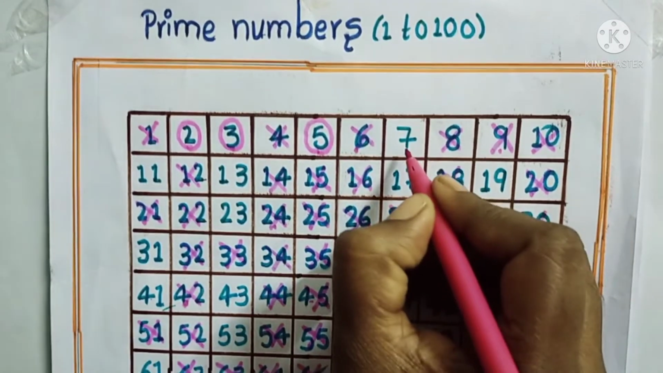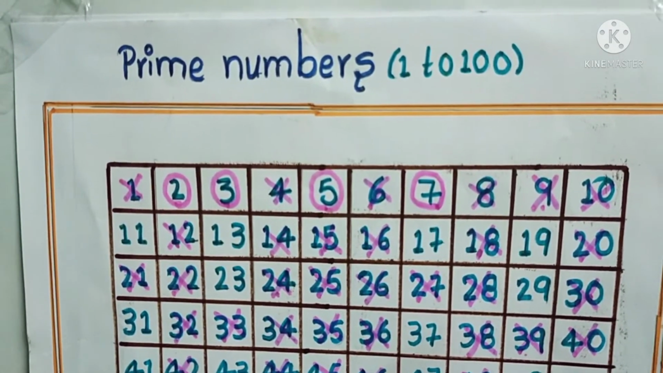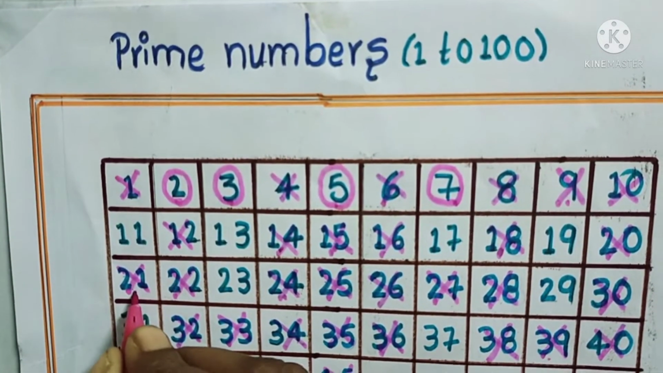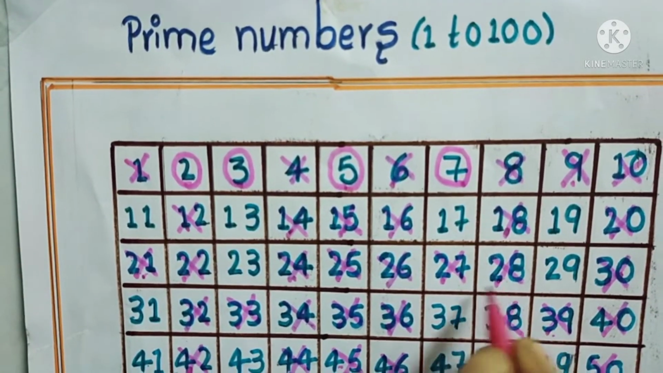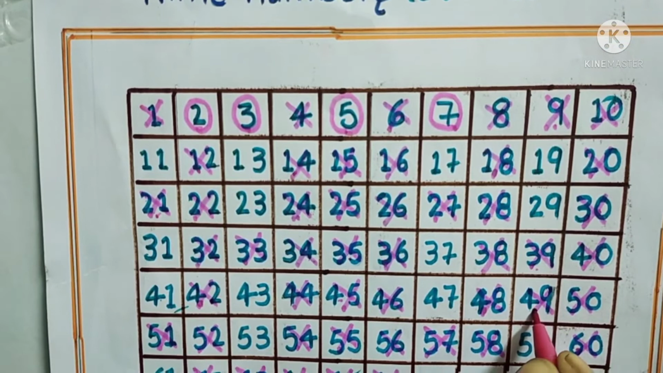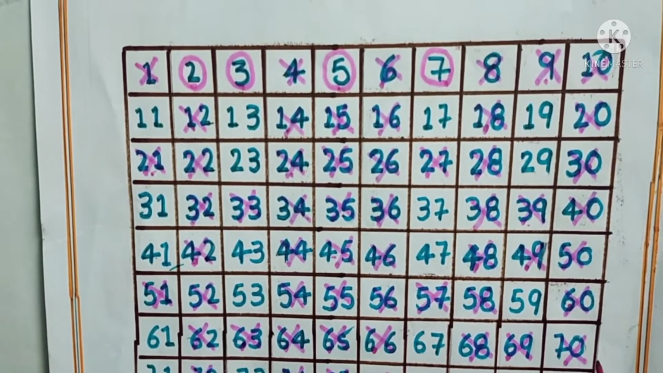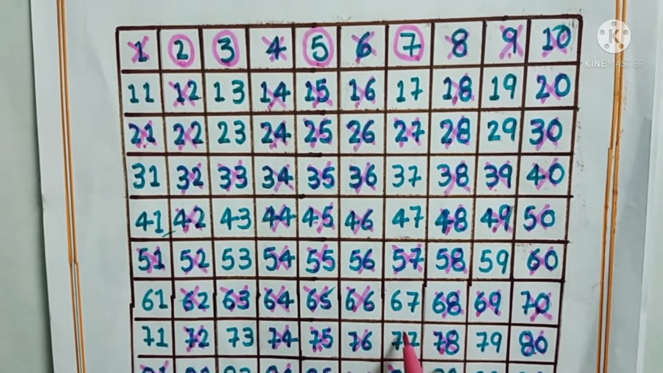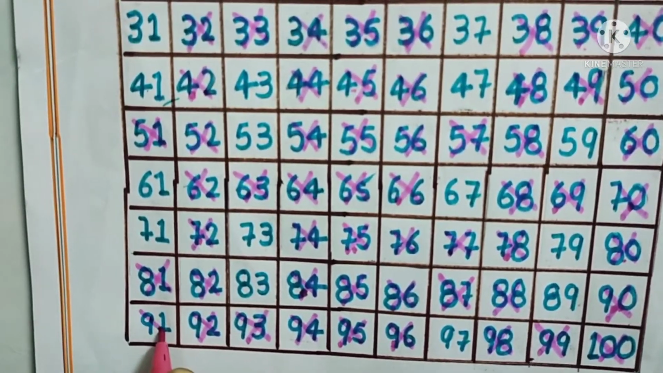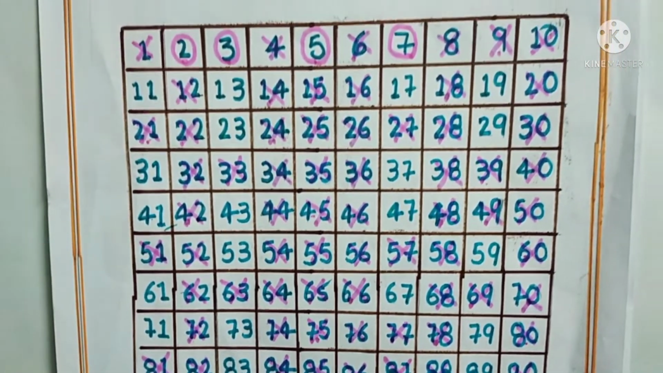Now encircle the 7. We cross out all the multiples of 7: 14, 21, 28, 35, 42, 49, 56, 63, 70, 77, 84, 91, 98.